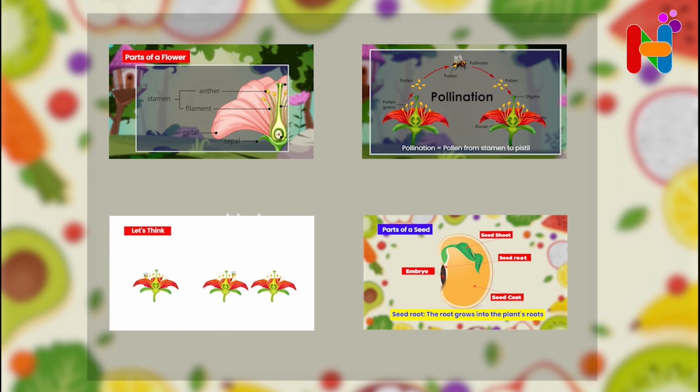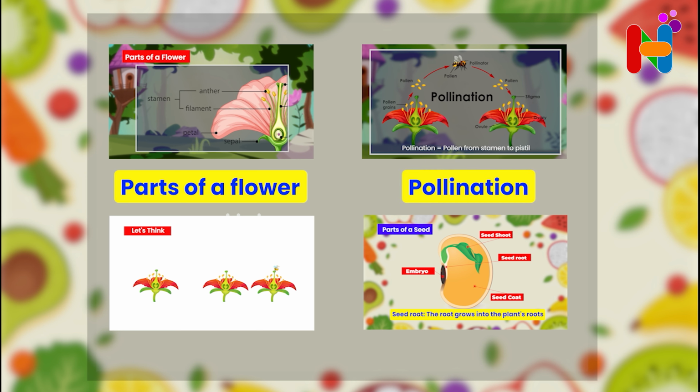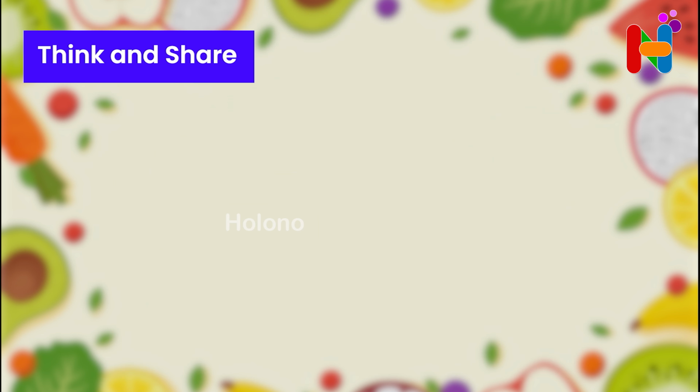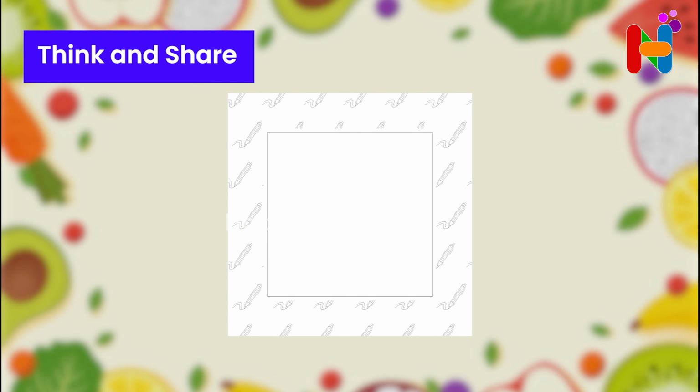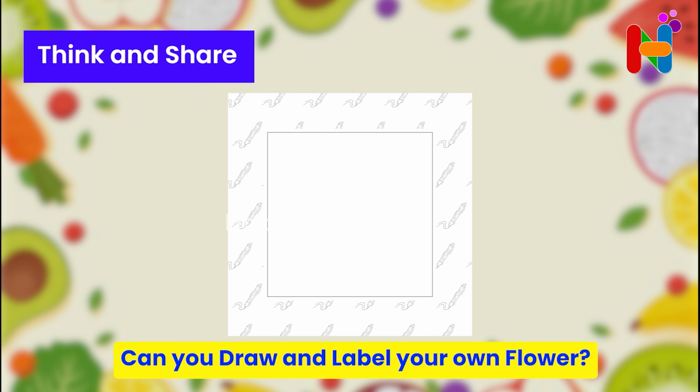What did we learn? We've learned so much today. We explored parts of a flower, how pollination works, what fertilization is, and how seeds and fruits are formed. Think and share. Now it's your turn. Can you draw and label your own flower in your notebook? Don't forget the sepals, petals, stamen, and pistil.